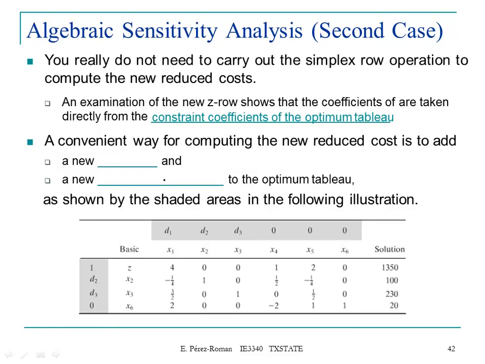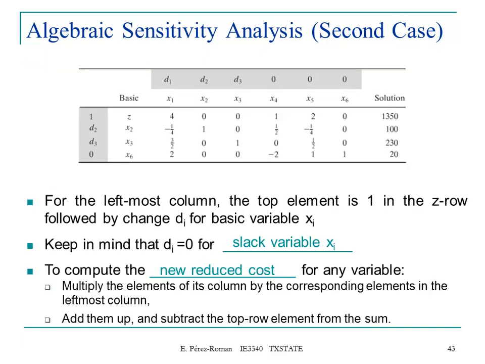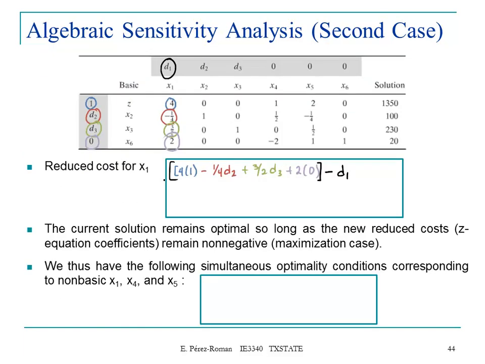Okay? If you find the optimal solution for your problem, then you can compute the reduced cost by just adding this row and this column and performing these operations. You will find the same values. So this is equal to 4 minus 1/4 d2 plus 3/2 d3 minus d1. And that's just solving that equation.